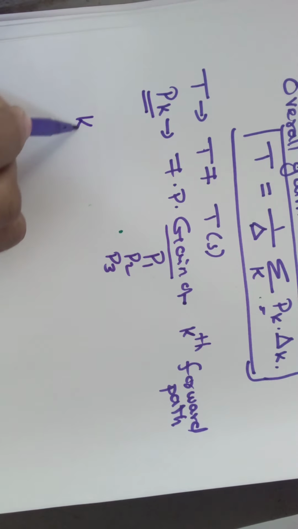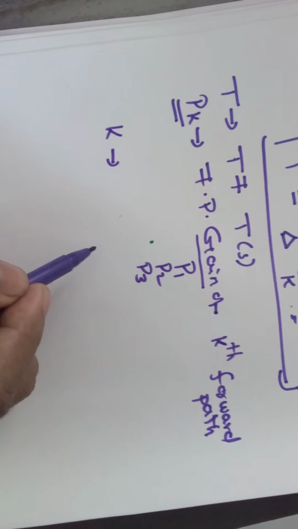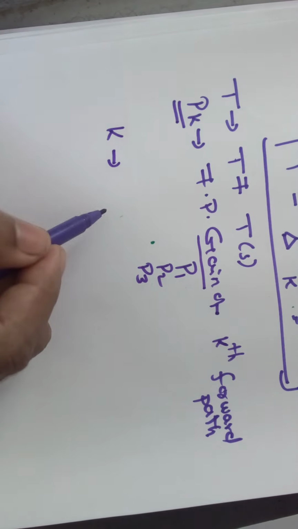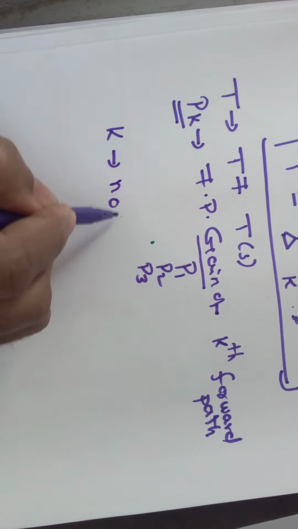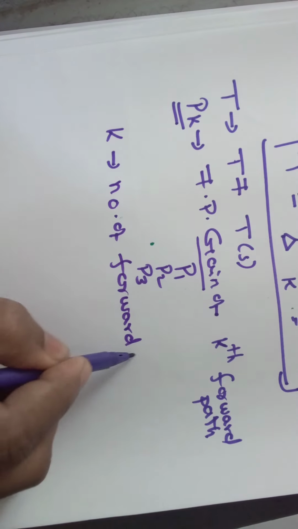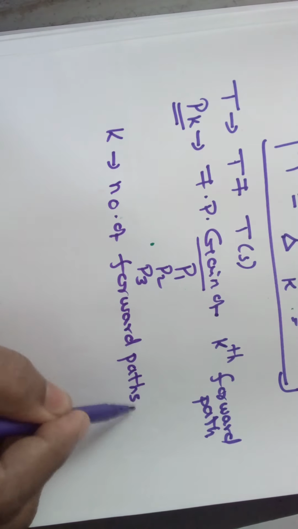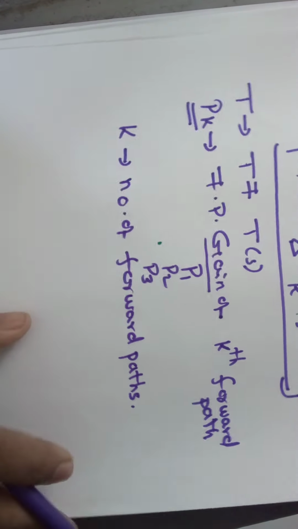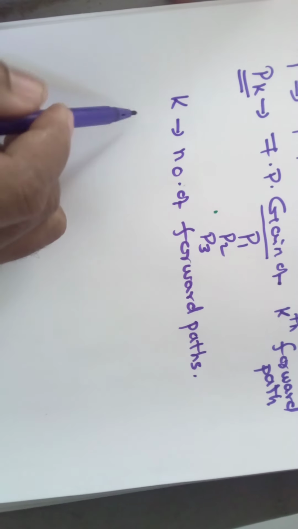Next one is the K. What is this K? It represents the number of forward paths in the signal flow graph. How many forward paths are there? That is nothing but K.